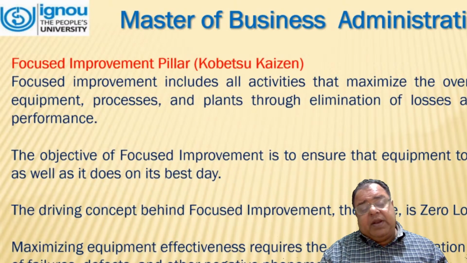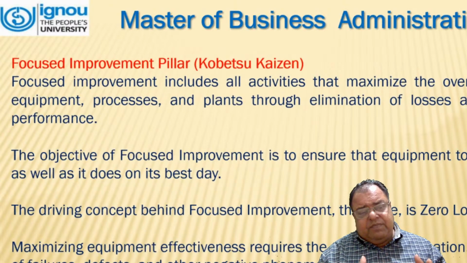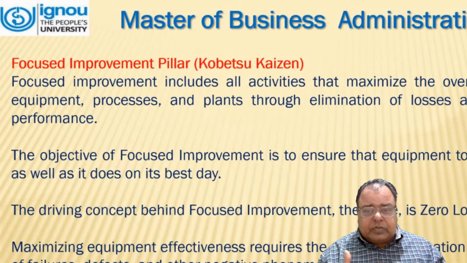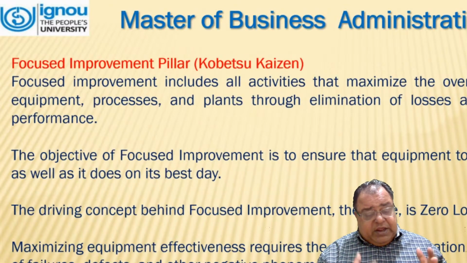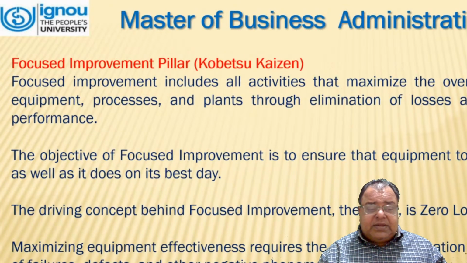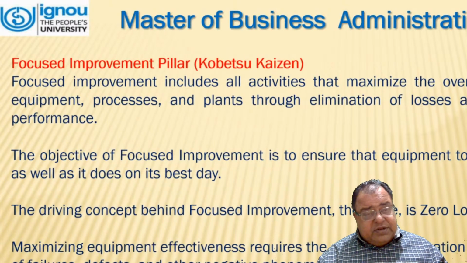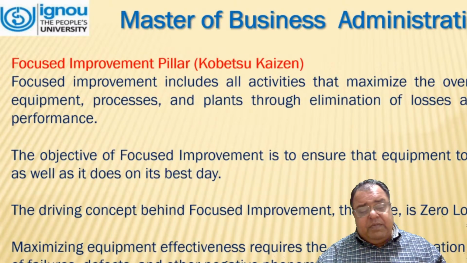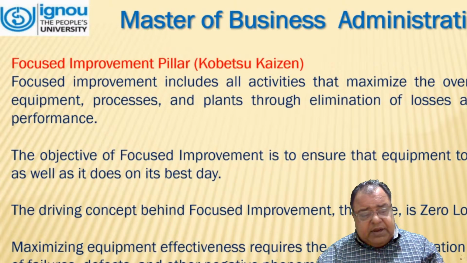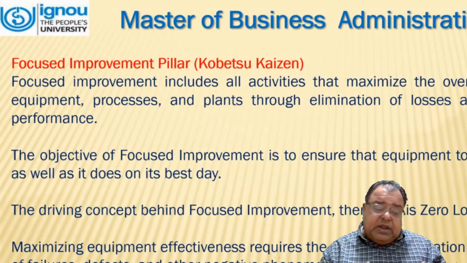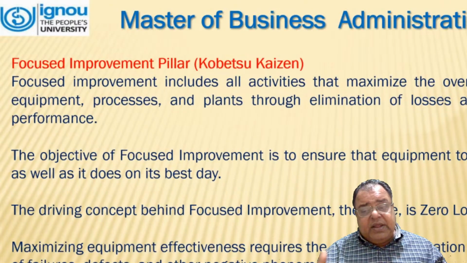Second one is focused improvement pillar. Focused improvement includes all activities that maximize the overall effectiveness of equipment, process, and plant through elimination of losses and improvement of performance. The objective of focused improvement is to ensure that equipment performs every day as well as it does on the best day. The driving concept behind focused improvement, therefore, is zero losses. Maximizing equipment effectiveness requires the complete elimination of failures, defects, and other negative phenomena. In other words, waste and losses incurred in equipment operations.